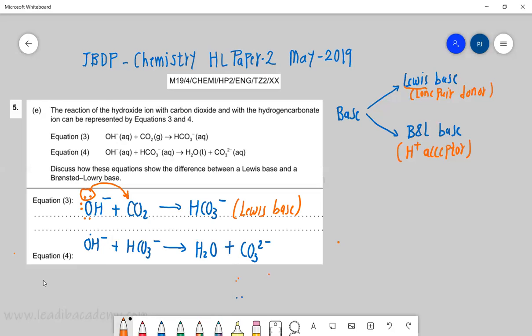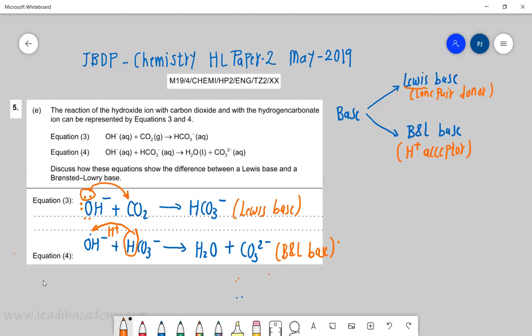Very, very simple. HCO3 minus gives H plus to OH minus. So in this case, OH minus, the hydroxyl ion, is accepting the proton. So it means it is the Bronsted-Lowry base. Straightforward. So it should be very clear.